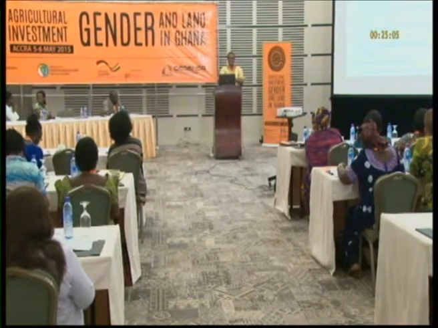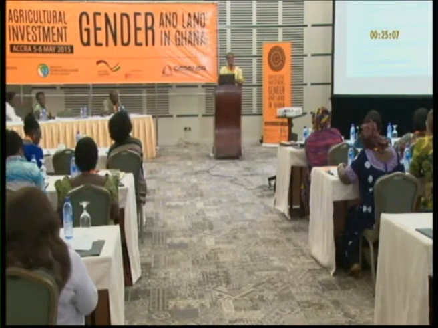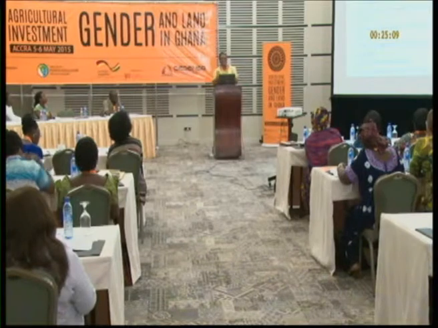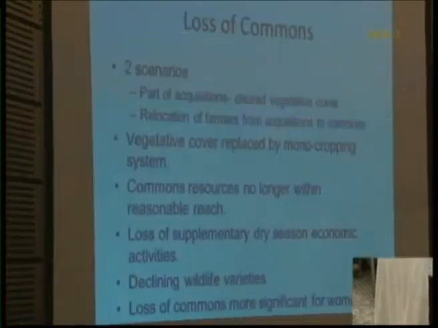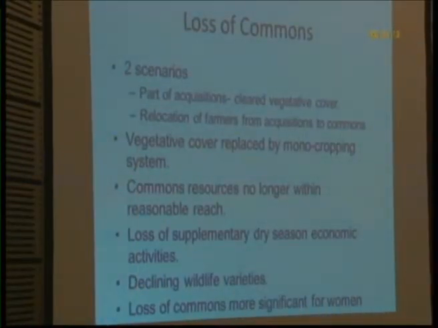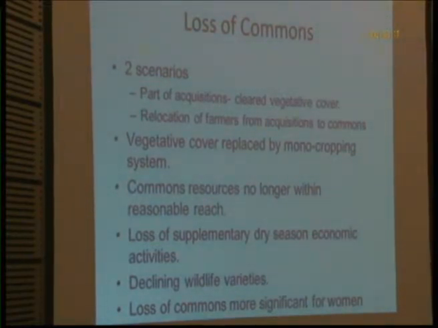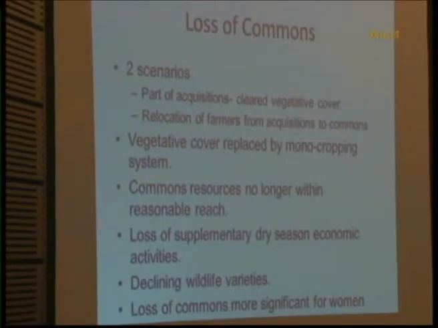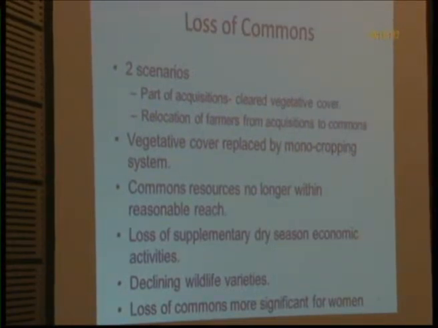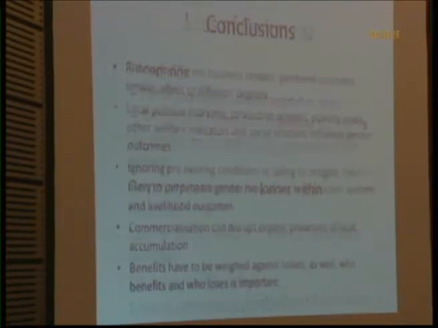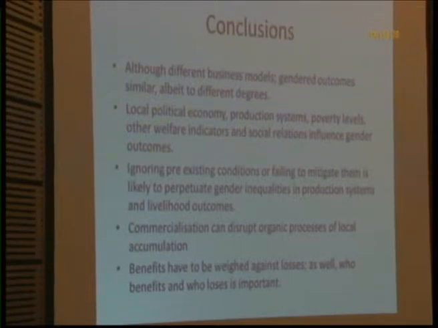The other thing we find is that people then lose some of their seasonal employment. So the dry season economic activities, which are usually based on the commons, are lost. We have declining wildlife varieties, so a lot of men lose their hunting, the money they make from hunting. People lose their sources of starch and so on. But in general, the studies have shown that the loss of commons is more significant for women, mainly because they already relied more heavily on the commons for their supplementary livelihood.